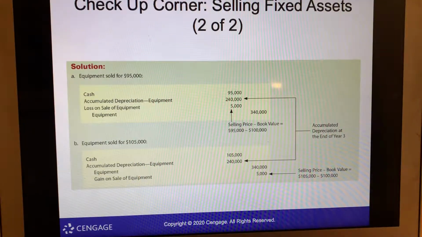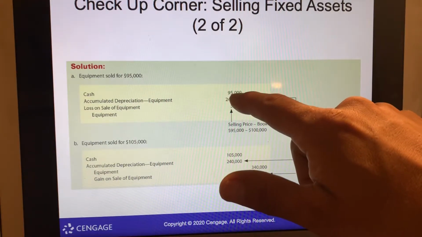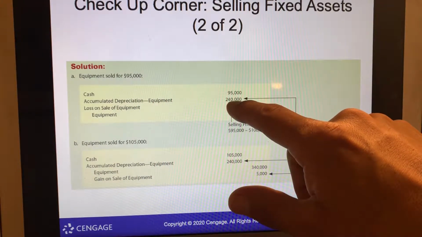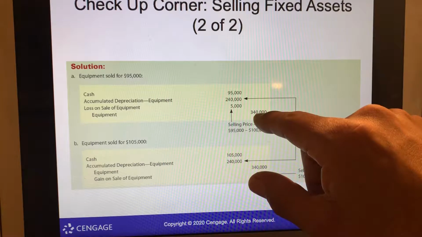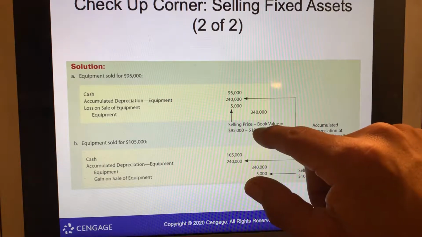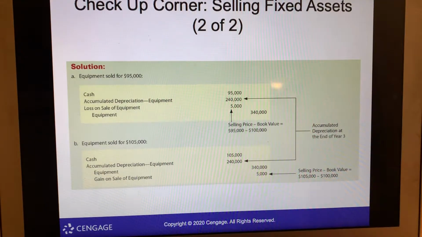So equipment sold for 9,500. Our accumulated depreciation is 240,000. So we have a loss of 5,000. Again, that goes to the income statement. So 340 comes off the book, and that's 100,000 minus 95,000. And that's how we got that it was a loss.